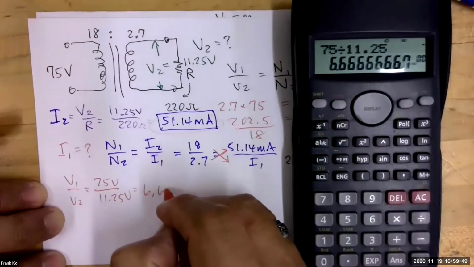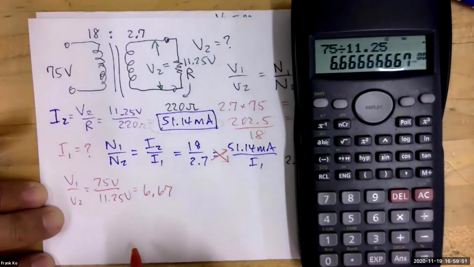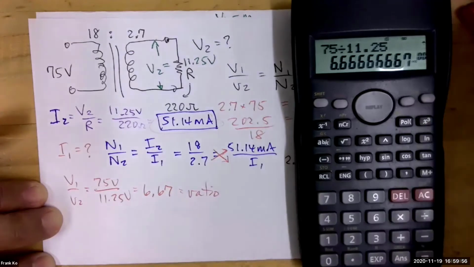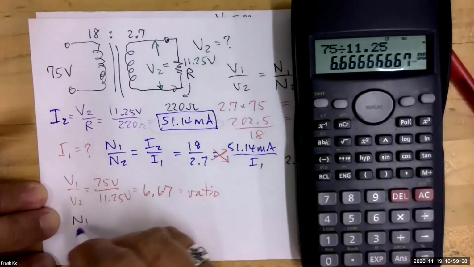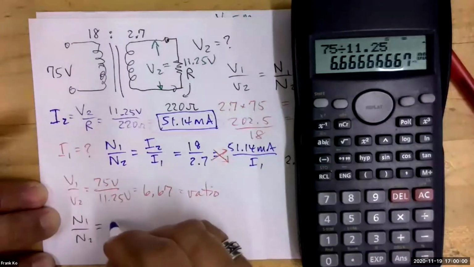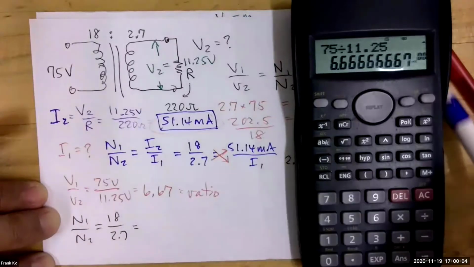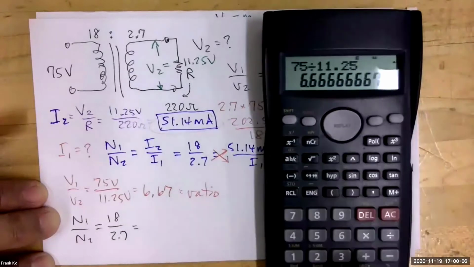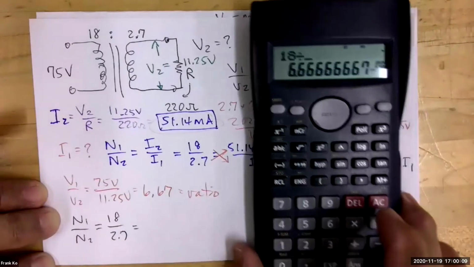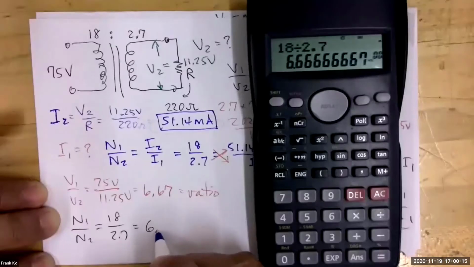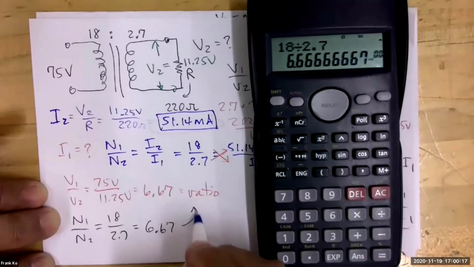6.66. Works out to be 6.67, okay? That's equal to the ratio. Now, suppose I take N1 over N2. N1 was 18 divided by 2.7. So Yusuf, can you give us this calculation? The 18 divided by 2.7, what's that work out to be? You already have it on the screen. 6.67. How about that? 6.67, same ratio.